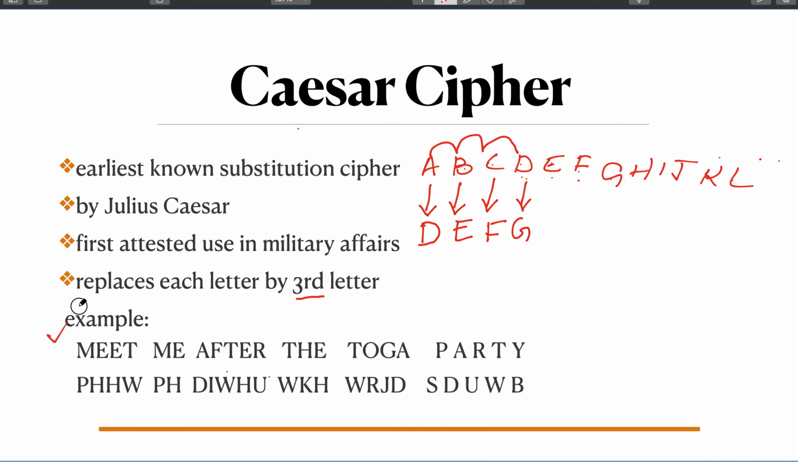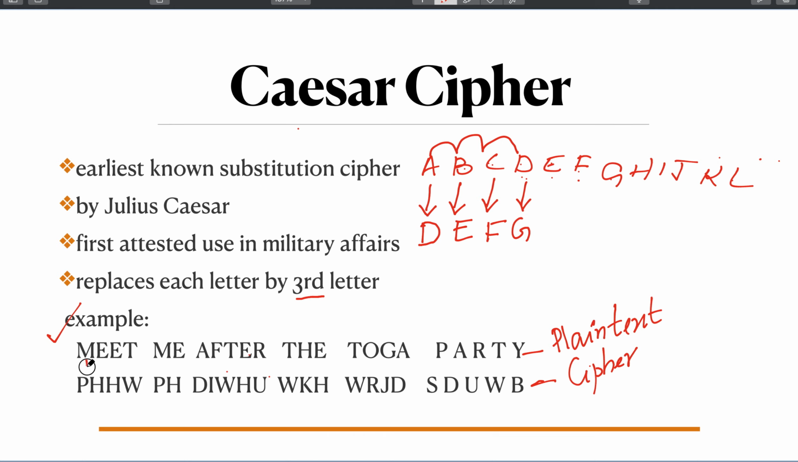Now this is another example that has been solved. It is a famous example: meet me after the toga party. This is the plain text which we are going to apply the Caesar cipher to. You want to convert this plain text into cipher text. This is the cipher text which we have received after applying the Caesar cipher. Let's see how this has been applied.